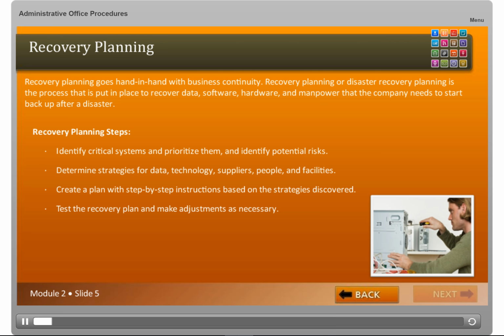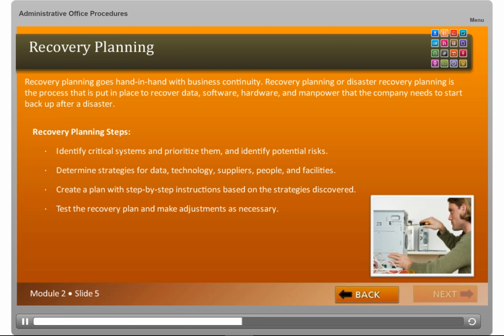Recovery planning. Recovery planning goes hand in hand with business continuity. Recovery planning or disaster recovery planning is the process that is put in place to recover data, software, hardware, and manpower that the company needs to start back up after a disaster.